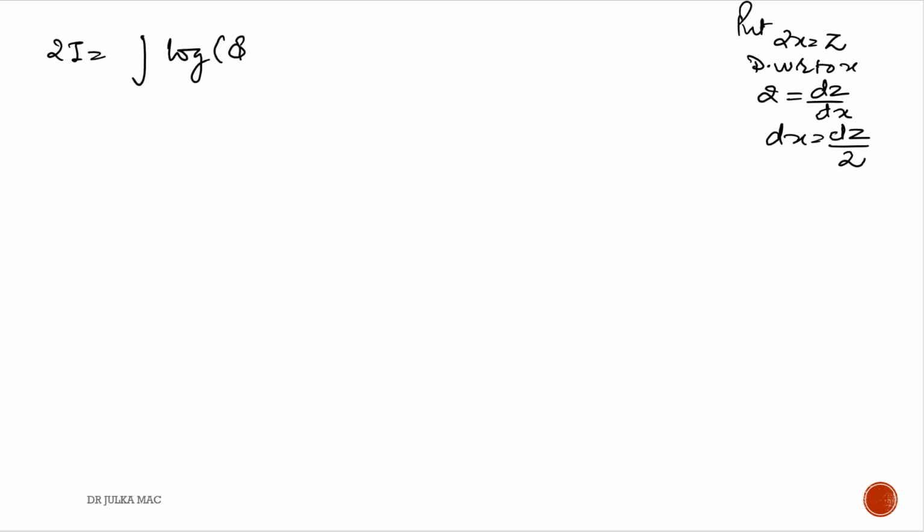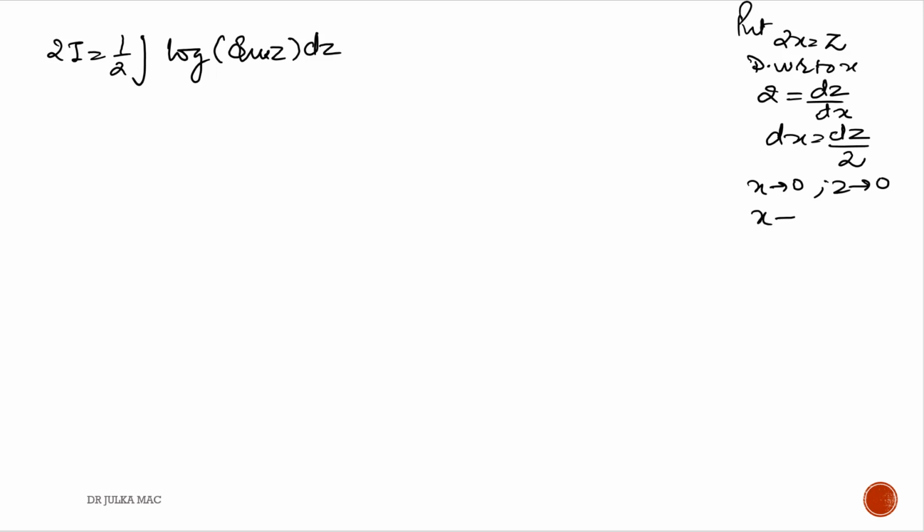Now put 2x equal to z. When we differentiate with respect to x on both sides, we will get 2 equal to dz by dx. So dx equals dz by 2. So 2y is the integral of log sin z dz, because in place of dx we write 1 by 2 dz. And now we change the limit.